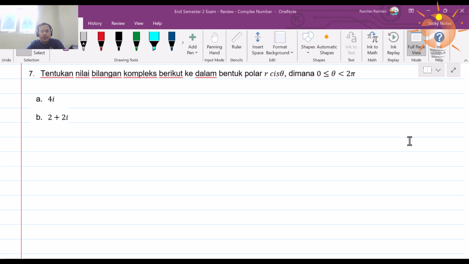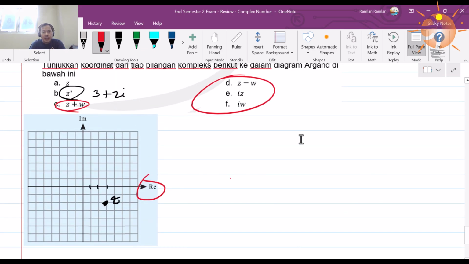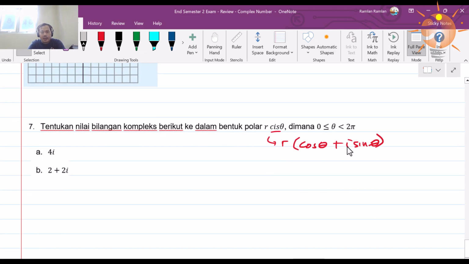Okay, for number 7, determine the complex number in the polar form r cis theta. So remember that r cis theta means you have r and then in brackets cosine theta plus i sine theta. So this is what actually happens. The r is the modulus, it's like the length of the complex number. Like if we go back again here, from here to here, what's the length of this line? That is the modulus. And then theta here is the angle.